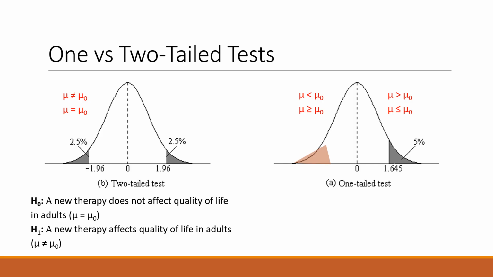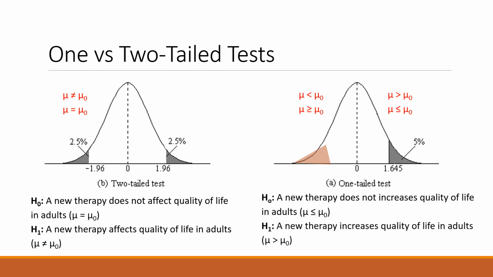Since we typically expect therapy to help people, let's stay in the right tail. This means our null hypothesis is that a new therapy technique does not increase quality of life in adults with depression. Therefore, our mean is less than or equal to that of the population. Our alternative hypothesis would be that the new therapy technique increases quality of life in adults with depression. The mean of our sample is greater than that of the population.